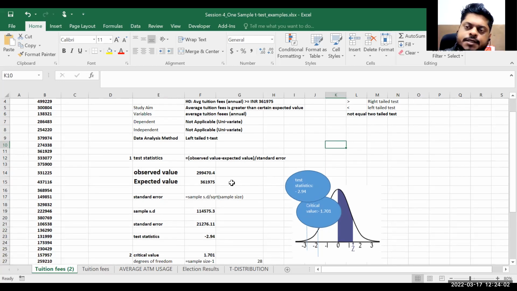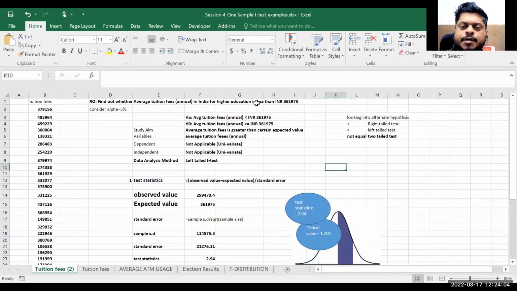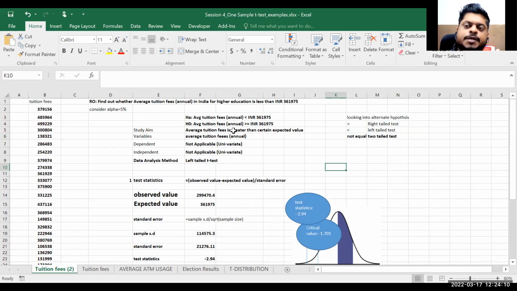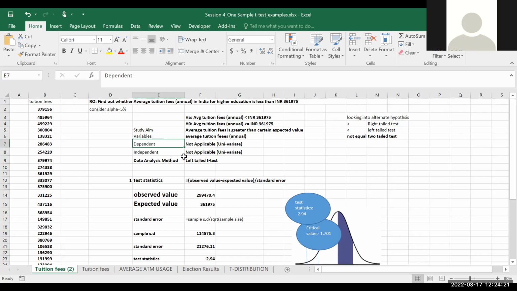So same data set, same example, if I just change my objective, your null hypothesis rejection changes, right? So be careful about that. Go step by step: read the question and write down your alternate, null, study, and variables, dependent. Obviously, in this case, we do not have any use of dependent and independent. Next class onwards, there will be a lot of usage of that. You have to understand what is dependent and what is independent. Accordingly, your calculation will change.